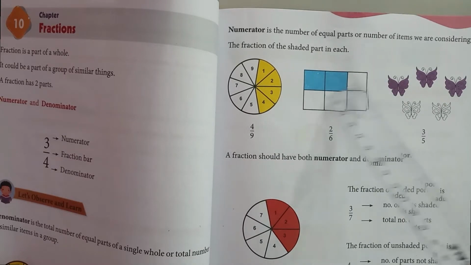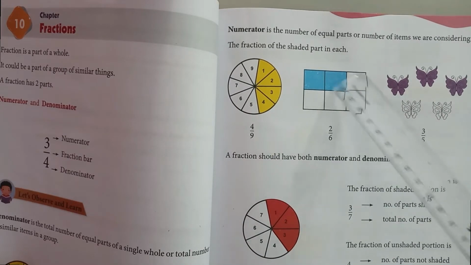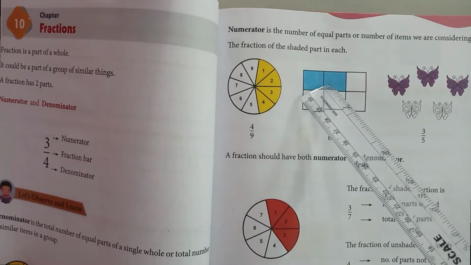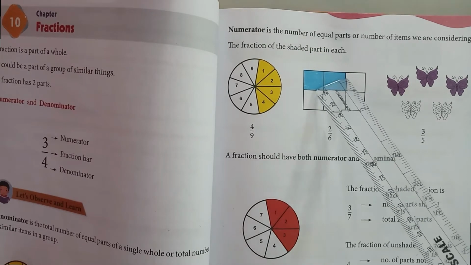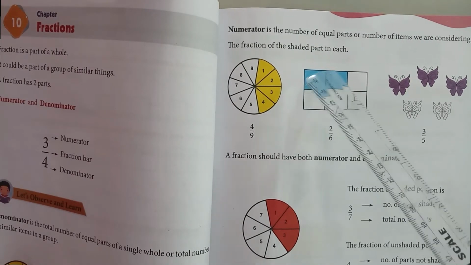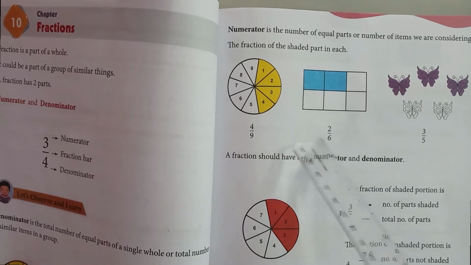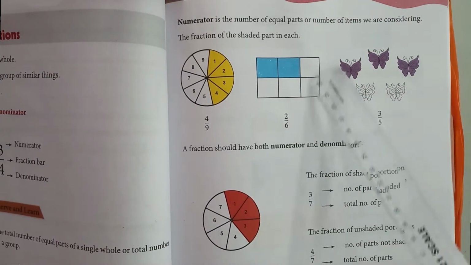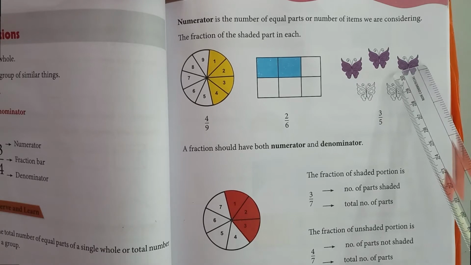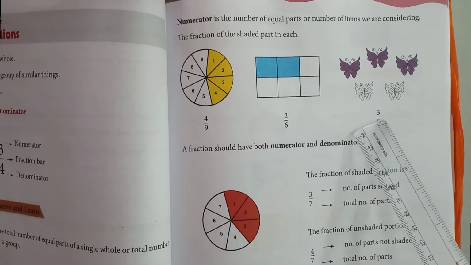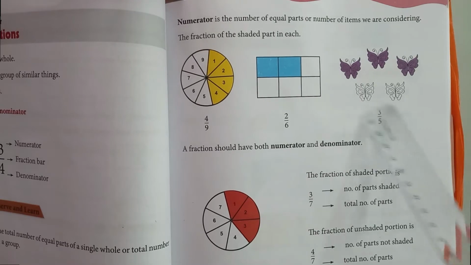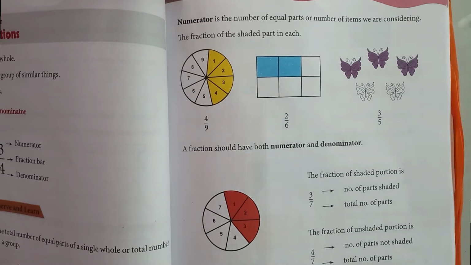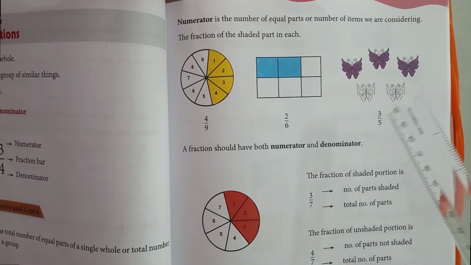Now in the second example, out of 6 parts, this is a whole. Out of these 6 parts, 2 parts have been colored in blue color. So this is the numerator. So how have they written it as a fraction? 2 by 6. Likewise, see here the butterflies. How many have been colored in purple? 1, 2, 3. The numerator is 3 out of 5. This is a whole. Out of 5 parts, 3 were colored in purple. So the fraction is 3 by 5.